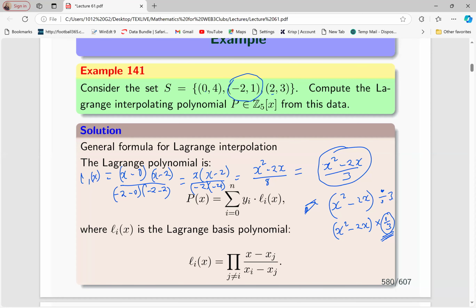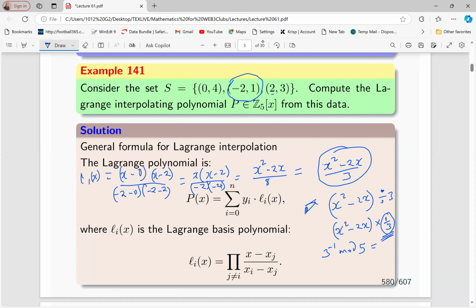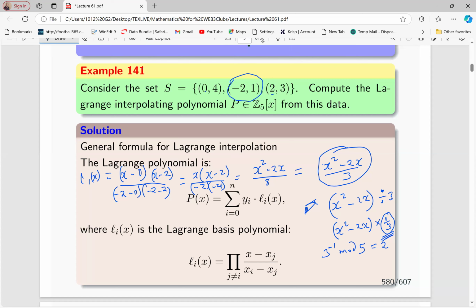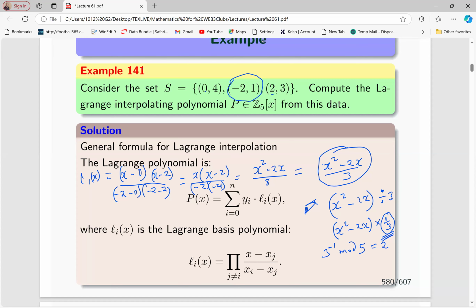So what this means, therefore, is we are supposed to get the inverse of 3 mod 5, which is 2. We know how to get that. So instead of dividing by 3, what we get is X squared minus 2X multiplied by 2. 2 is the same as the inverse of 3. So finally, we end up with 2X squared plus X.